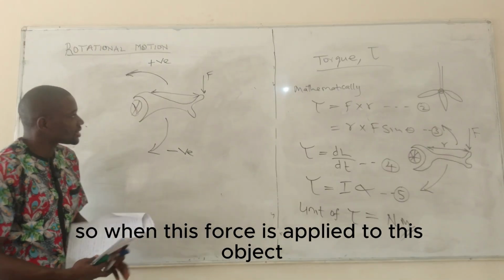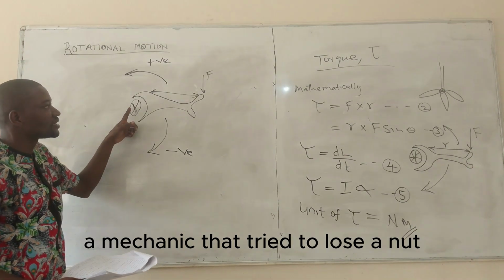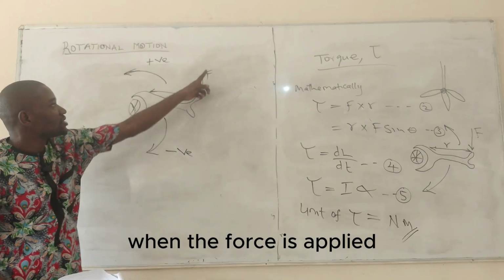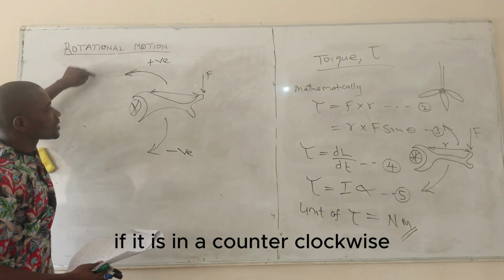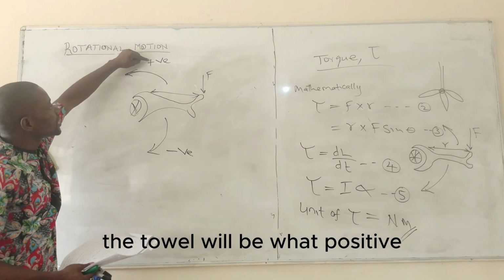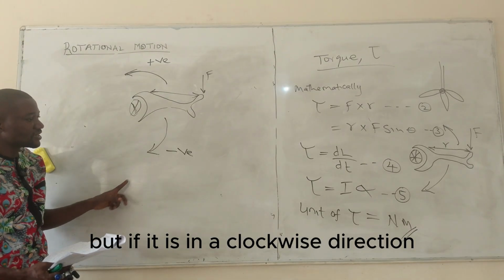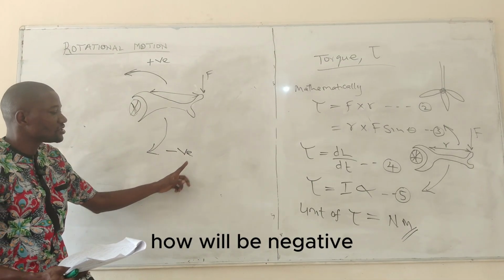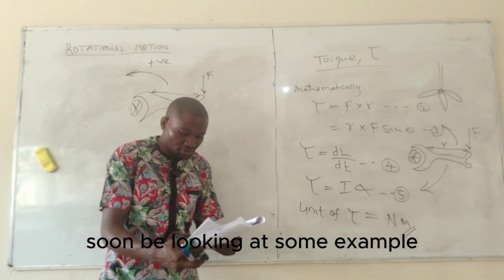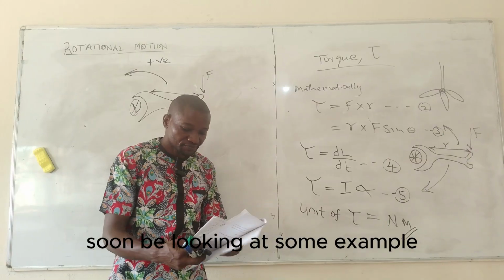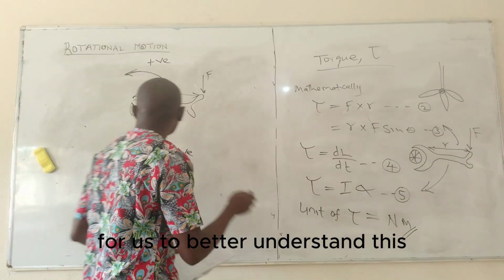So when this force is applied to this object, like I told us in the case of a mechanic trying to loosen a nut, if it is counterclockwise, the tau will be positive. But if it is in a clockwise direction, tau will be negative. Let's understand this as we soon look at some examples. So let's solve some examples for us to better understand this.